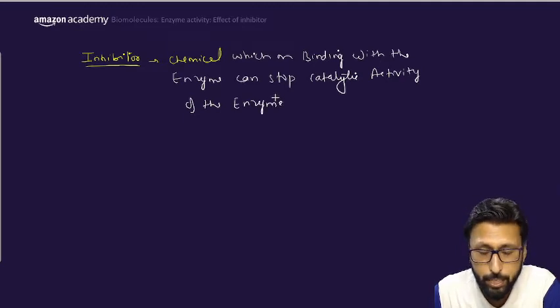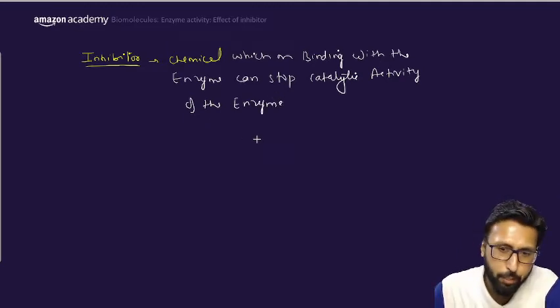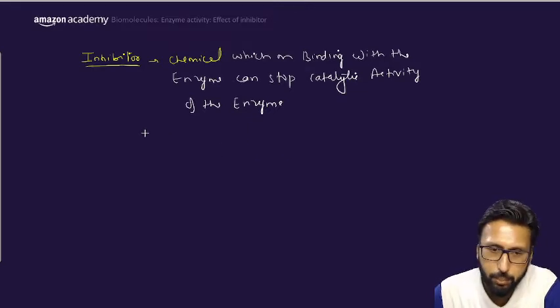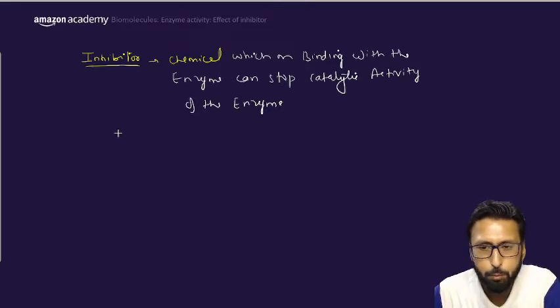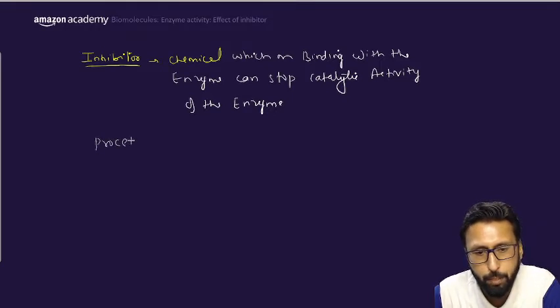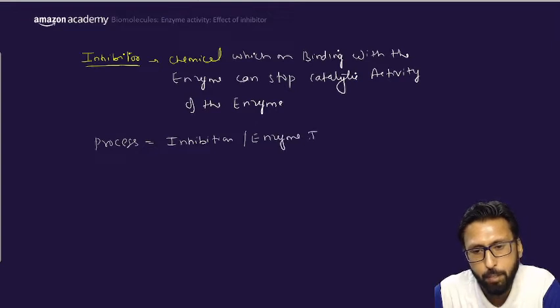What is the function of an enzyme? That they increase the rate of reaction by decreasing the activation energy. So chemicals which can stop this are known as inhibitors, and the process is known as inhibition, or we can simply call it enzyme inhibition.